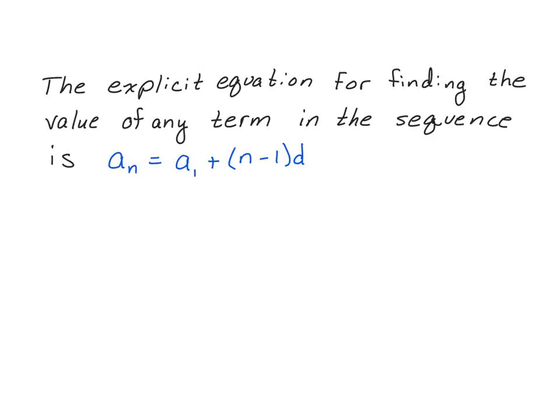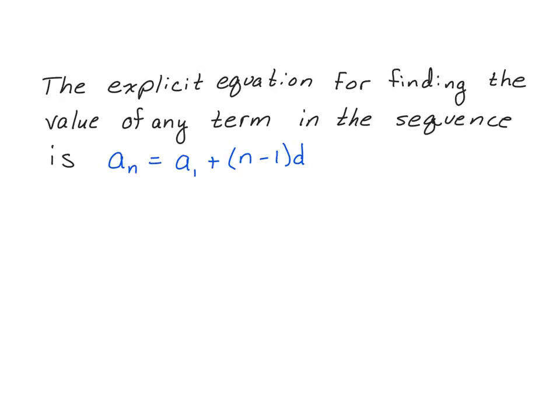And the explicit equation for finding the value of any term in the sequence is going to be a sub n equals a sub 1 plus n minus 1 times d, which is your common difference.